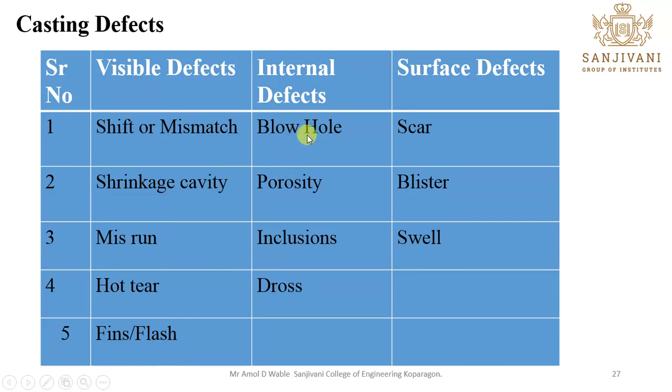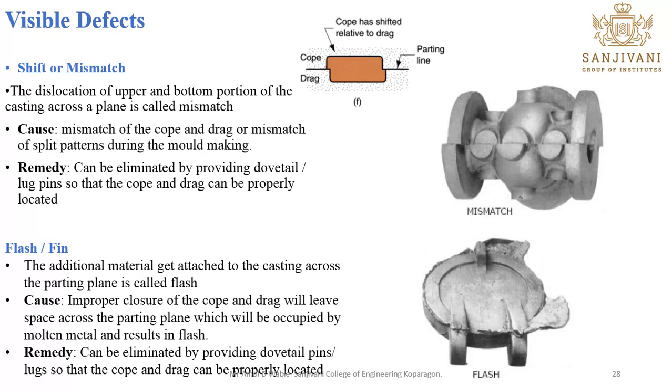Internal defects like blowhole, porosity, inclusions, draws. Surface defects like scar, blister, swell. So let us see one by one. So the visible defects, what is a shift or mismatch?